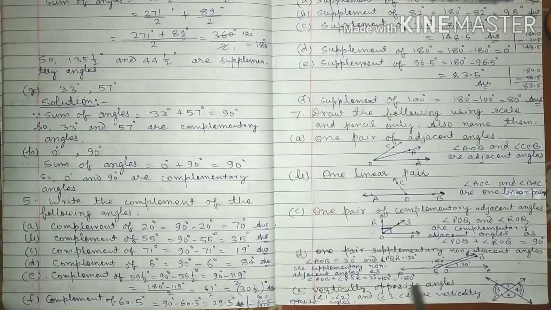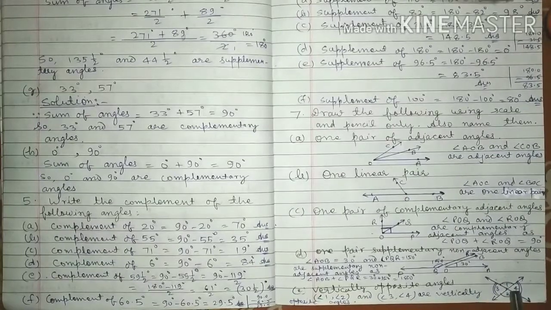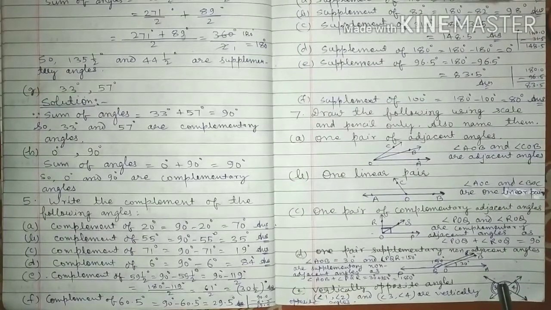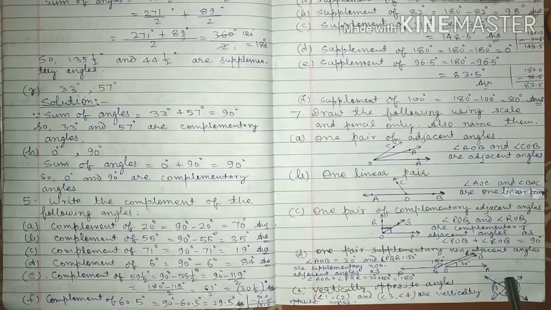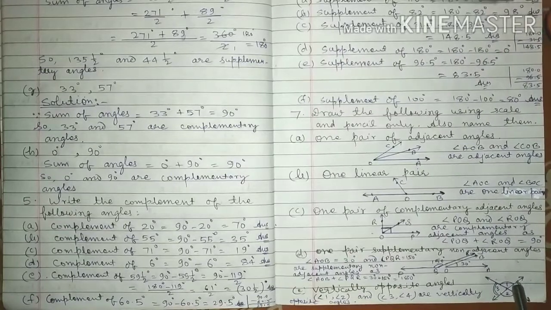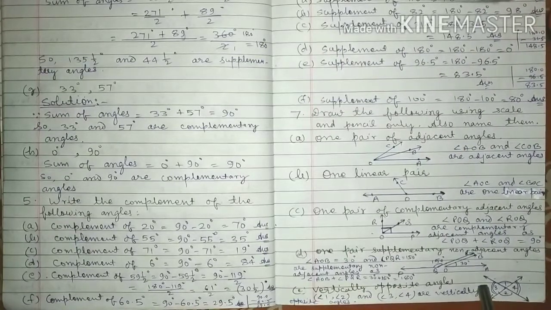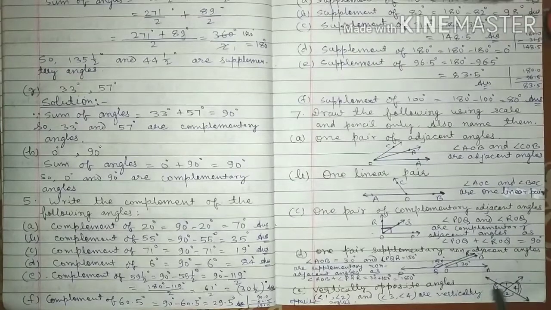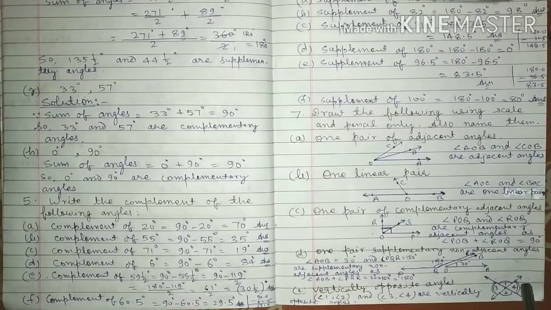E. Vertically opposite angles. We draw two intersecting lines which have one common vertex. Here angle 1 and angle 2 are vertically opposite angles. Similarly angle 3 and angle 4 are also a pair of vertically opposite angles. This is the answer of question number E.